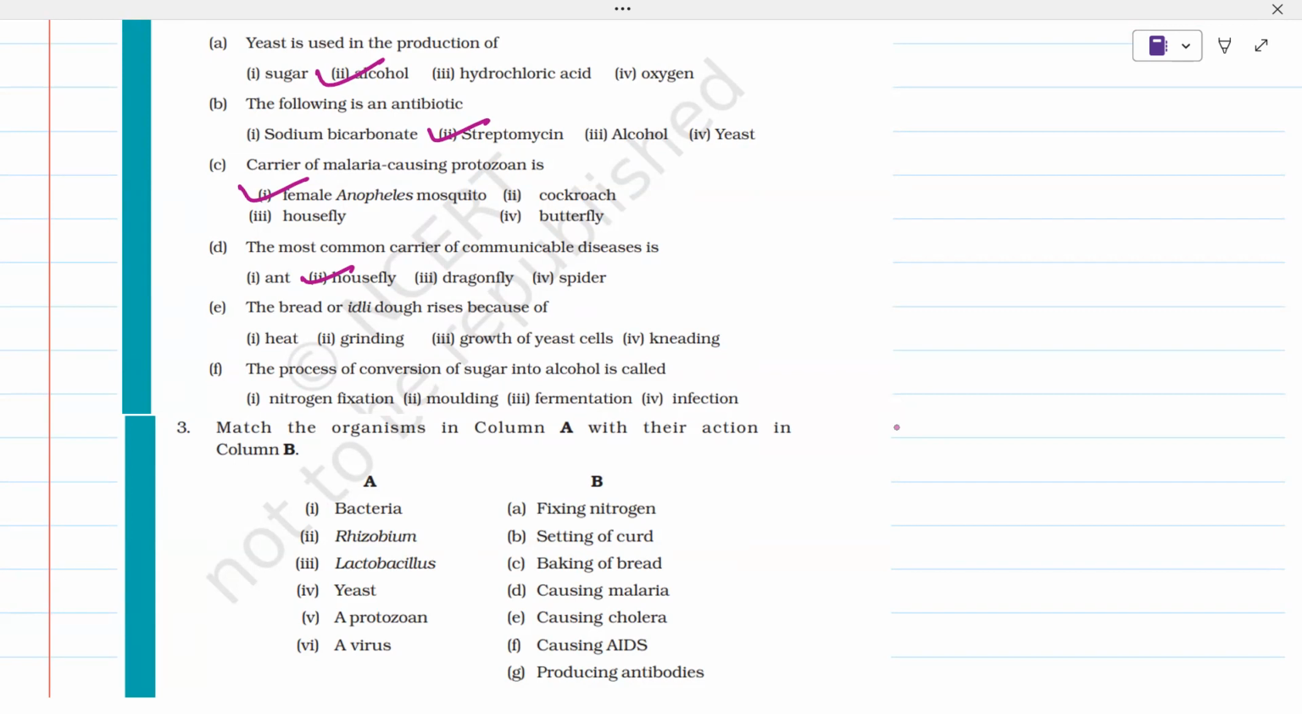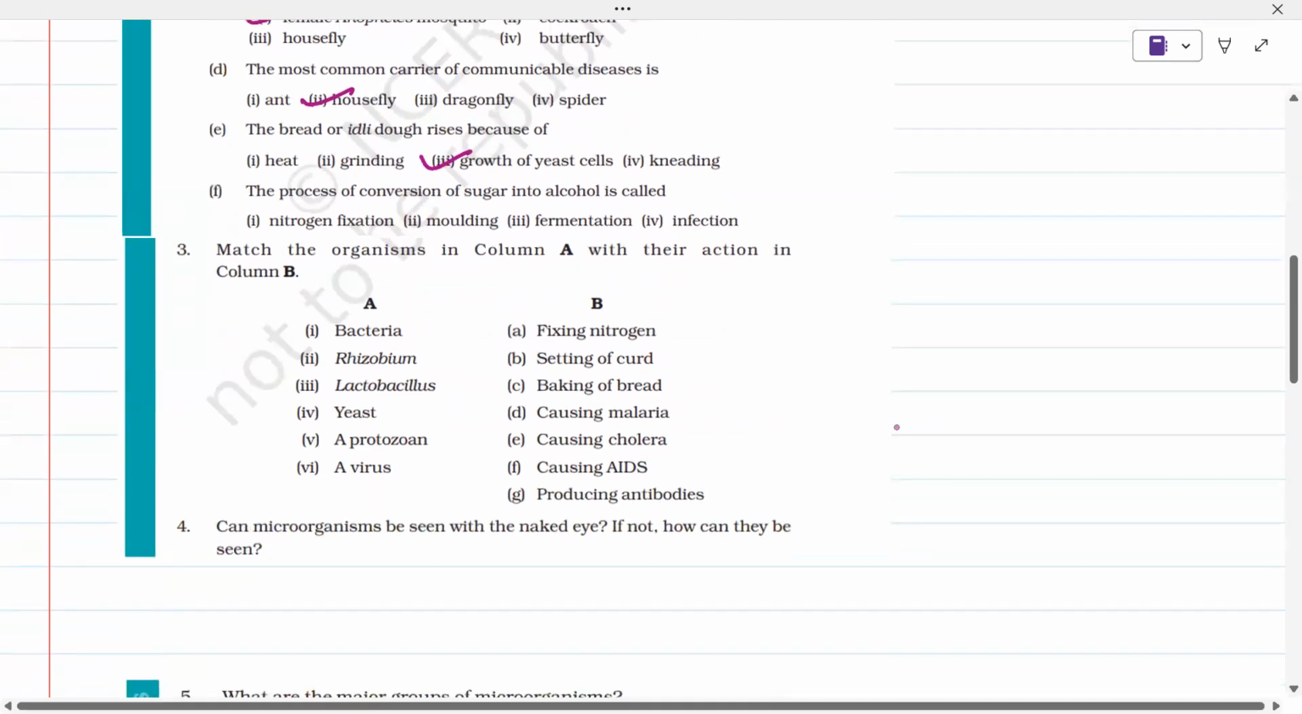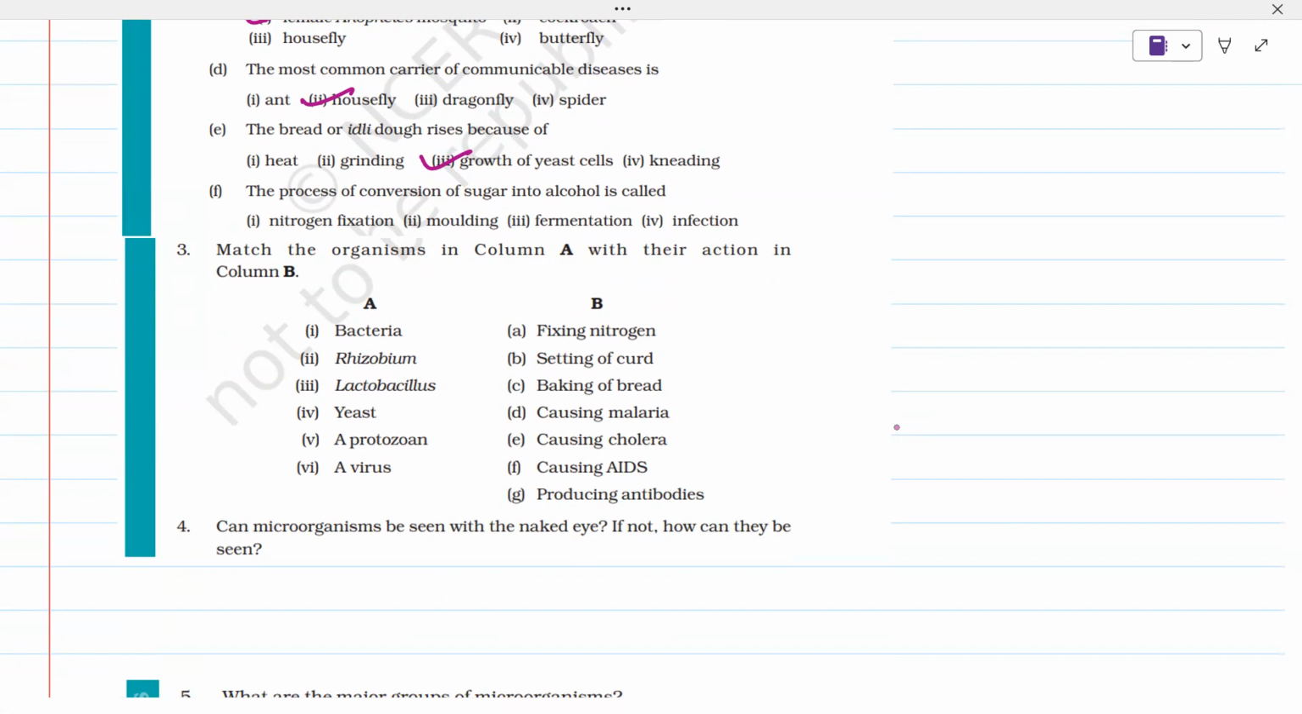Next question. The bread or idli dough rises because of growth of yeast cells. When these yeast cells grow, as part of respiration they give out carbon dioxide gas, and because of that the idli dough will rise, right? Now, next question is, the process of conversion of sugar into alcohol is known as fermentation.